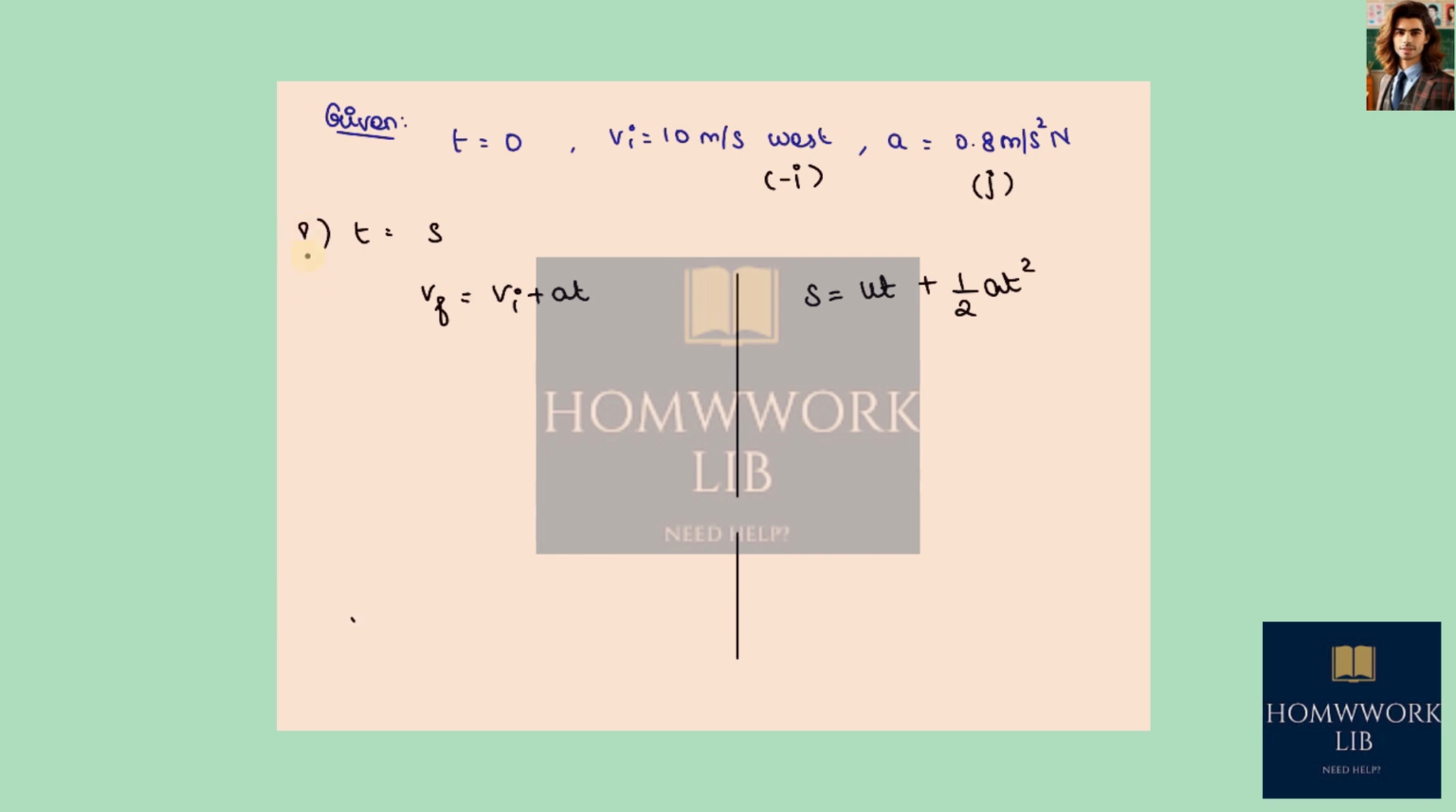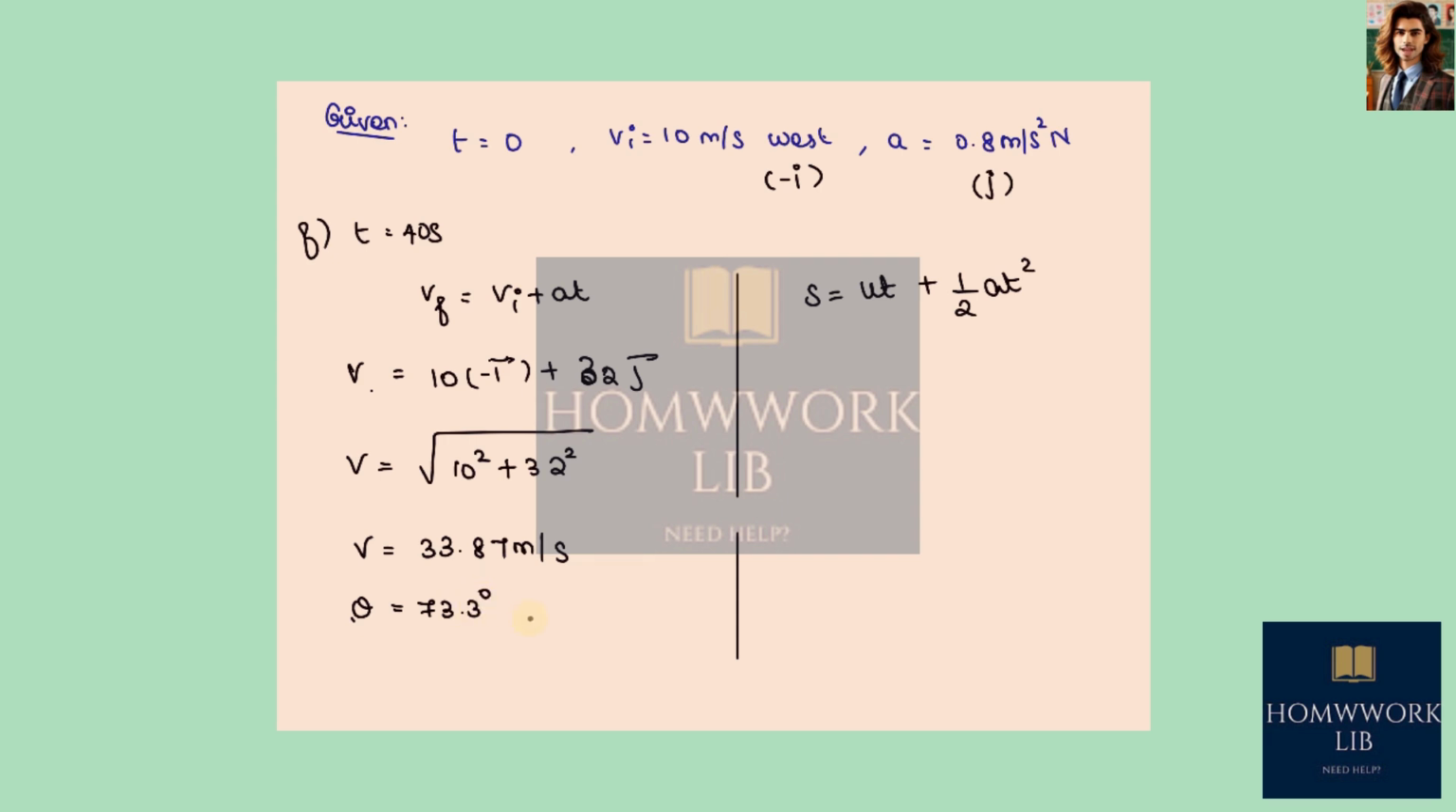Now we have to find the velocity and displacement at a time of 40 seconds. So in this case the velocity will be equal to 10 minus i vector plus 0.8 into 40. This will give 32 j vector, and if we take the magnitude, it is square root of 10 square plus 32 square. So this will give the velocity of 33.87 meter per second at an angle of 73.3 degree north of west.